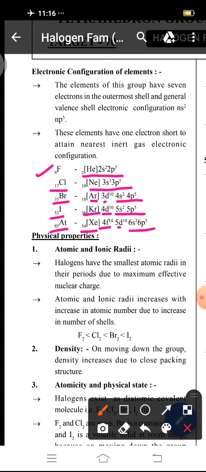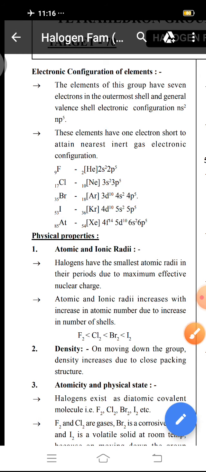So we can see that all the elements of this group have valence shell configuration 2s2 2p5, 3s2 3p5, 4s2 4p5, 5s2 5p5, 6s2 6p5, that is, the format ns2 np5. So this is the electronic configuration of the halogen family.